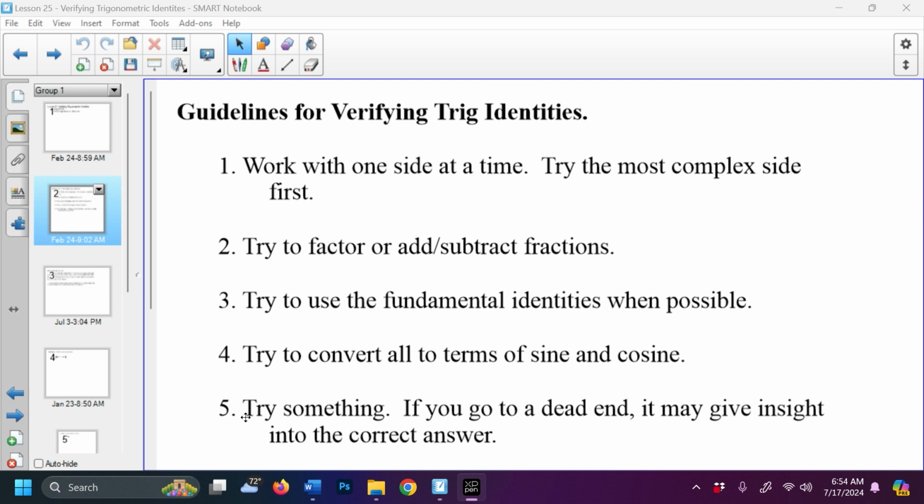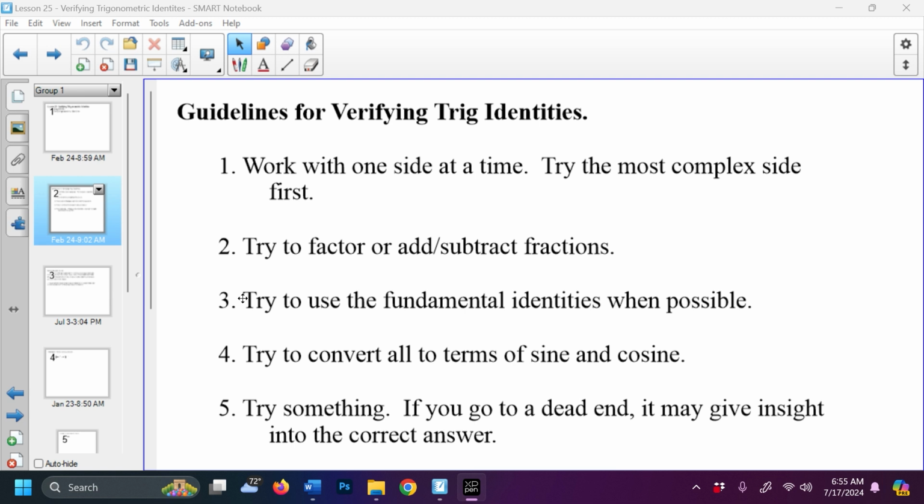So keep trying. My first guideline is to work with one side at a time, and I would always try the more complex side first. It's always easier to condense than it is to expand. Second, try to factor or add and subtract fractions. If you can pull a greatest common factor out of multiple terms, or if you can add two fractions together to get a single fraction, that can help you to simplify an expression.